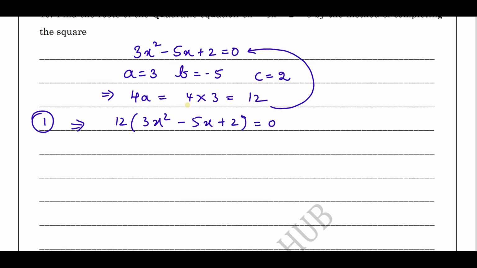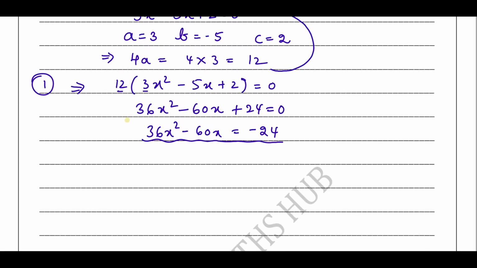Dear students, there are many methods to solve this. You can solve it by any other method. What I feel is the easy one. 12 3s are 36 x square, 12 5s are 60 x, 12 2s are 24 equals 0. Now 36 x square minus 60x, now shift plus 24 to outside, it becomes minus 24. Now this is one equation. Now second step, find out the value of b square. What you get? Minus 5 whole square, what you get?